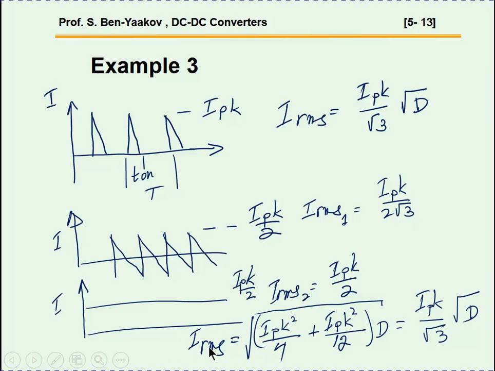And the RMS will be the square root of this value squared, plus this value squared, here it is, which comes to be I peak over square root of 3 times square root of d, which is of course the exact value that we have found before. This is just to illustrate how we can decompose waveform to get the RMS value.